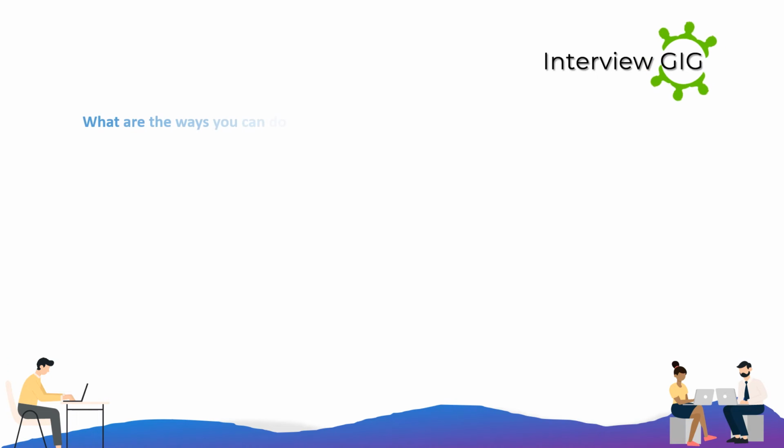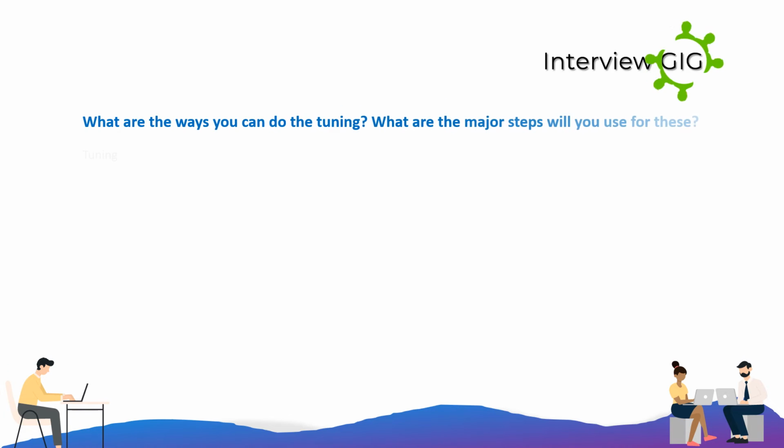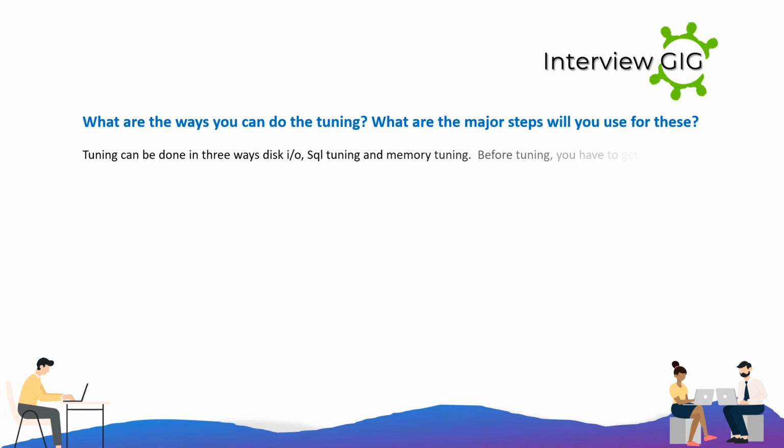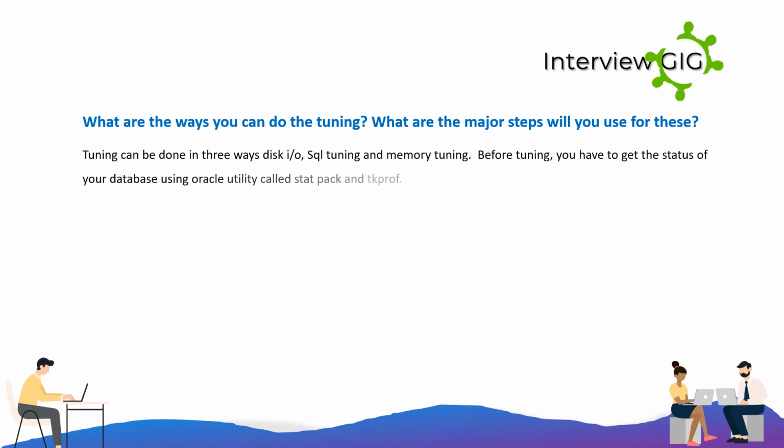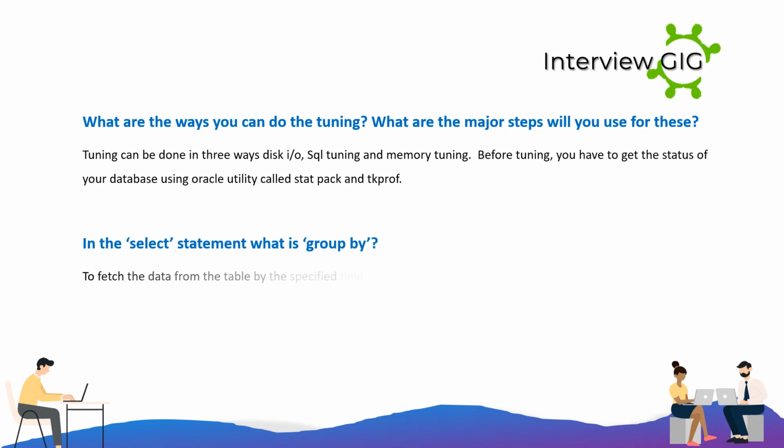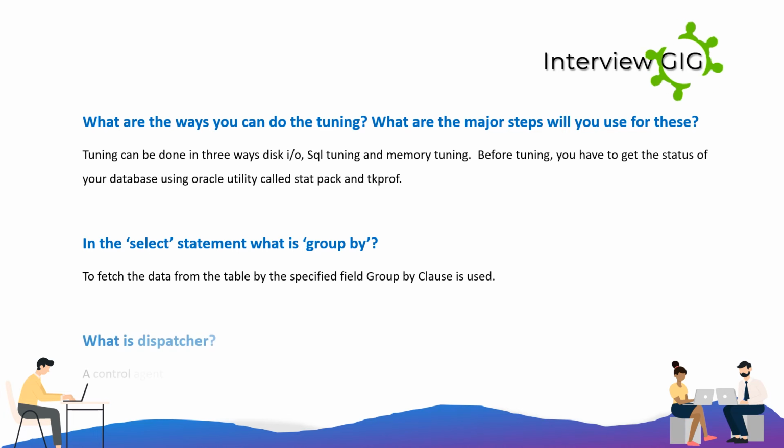What are the ways you can do the tuning? What are the major steps you will use for these? Tuning can be done in 3 ways: disk I/O, SQL tuning and memory tuning. Before tuning, you have to get the status of your database using Oracle utilities called statspack and tkprof. In the select statement, what is group by? To fetch the data from the table by the specified field, group by clause is used. What is dispatcher? A control agent referred as SAP dispatcher, manages resources for the R/3 applications.